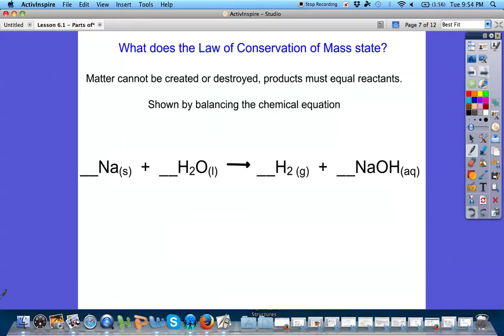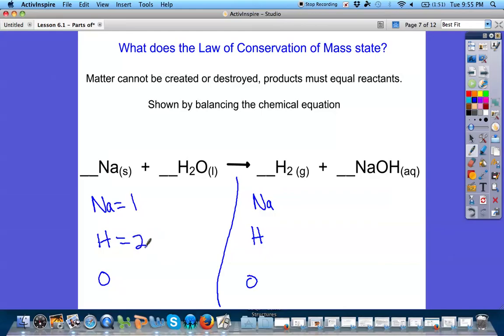The law of conservation of mass states that matter cannot be created or destroyed. The products must equal the reactants, and we do this by balancing the chemical equation. So whenever we balance a chemical equation, we're going to write down the elements that are on each side. It should be the same thing on both sides. And I always keep them even so that it's easy to see how many we have on each side. Then we're just simply counting the number of atoms.